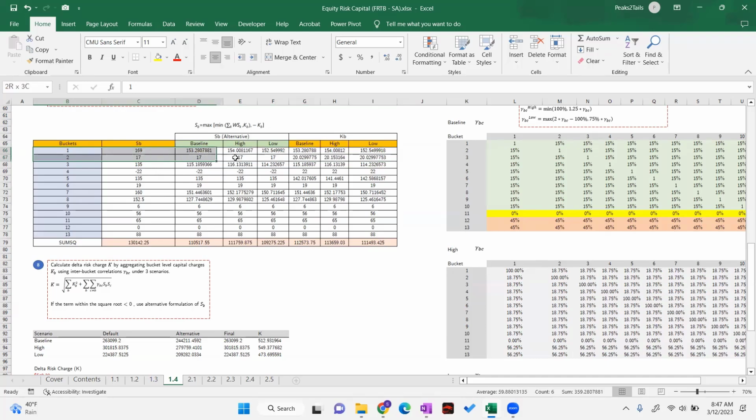Let me repeat it one more time. If we have only these two buckets, let's say, for the baseline scenario, the total delta risk capital charge is 153 square plus 20 square plus 2 times 169 times 17 times 15%. But if you find that whole calculation comes out as negative, then instead of 169 and 17, you will use 153 and 17.